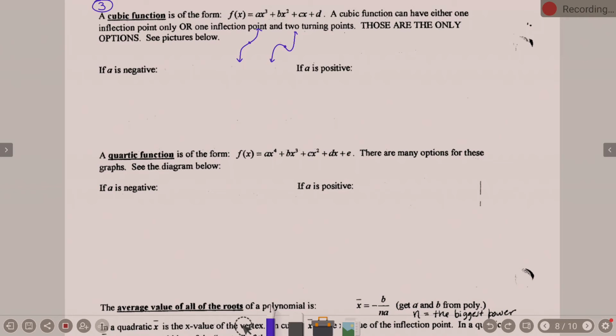If you just have the x cubed term and maybe the d term, no other x terms, it's going to look more like the first. If you have the x squared and x terms, that's when you start pulling the mins and maxes. That's when you get the humps in there.